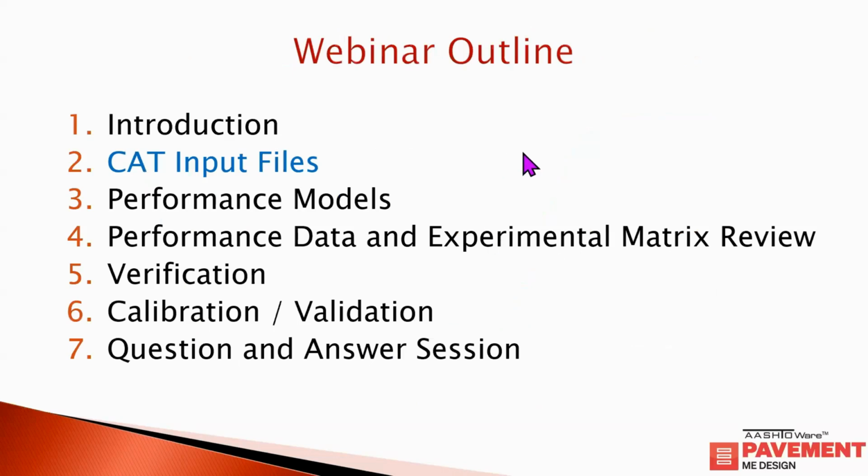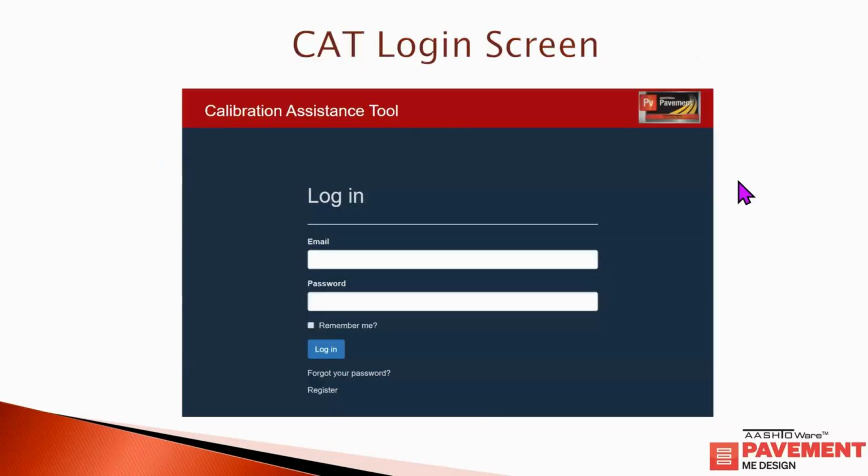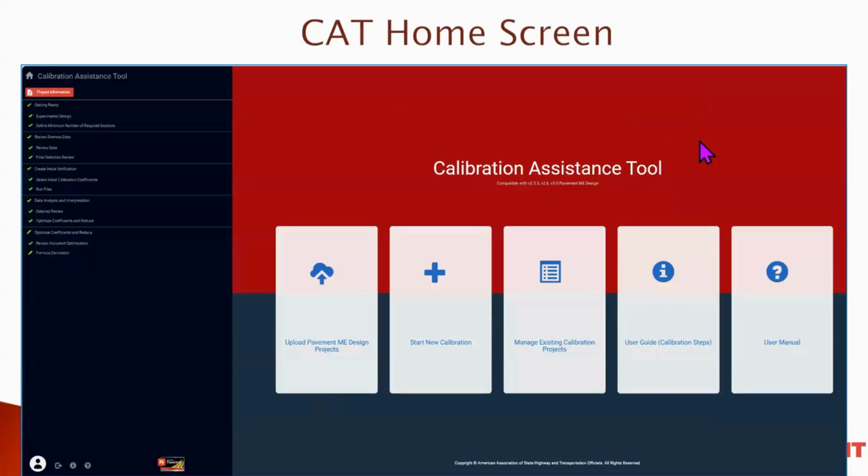Okay, now getting into the CAT itself, what I'll do is intersperse screenshots of the CAT. I'm not going through every screenshot, but I'm going to integrate those into the presentation as you would step through it as the user, and then try to explain what's going on. So the first screen is going to be the logon screen, and just as a reminder, the CAT, the Calibration Assistance Tool, is available for anyone that has a regular Pavement ME Design license. And this is a web application.